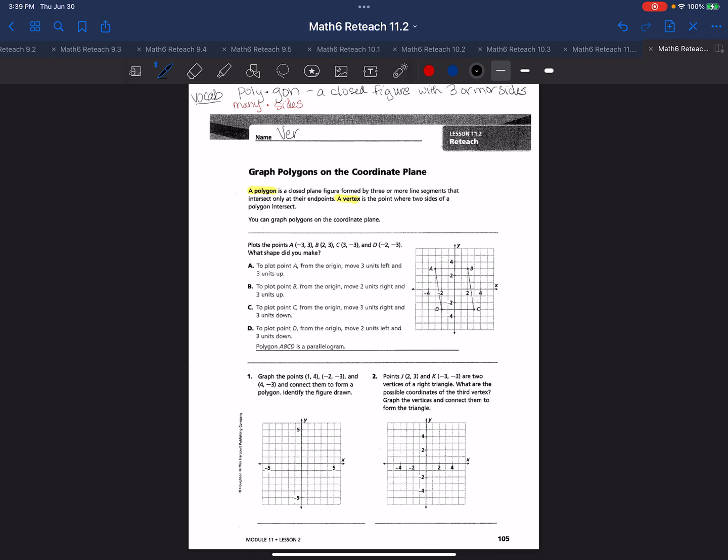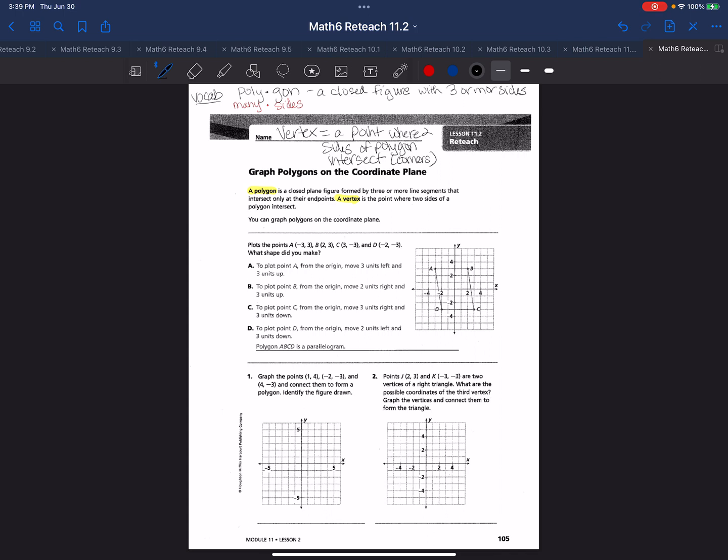Then we have vertex. Plural is vertices, and that is a point where 2 sides of the polygon intersect. It's pretty much the corners. So let's keep reading. A polygon is a closed plane figure formed by 3 or more line segments that intersect only at their endpoints. A vertex is the point where 2 sides of a polygon intersect.